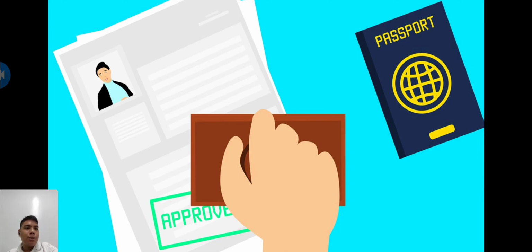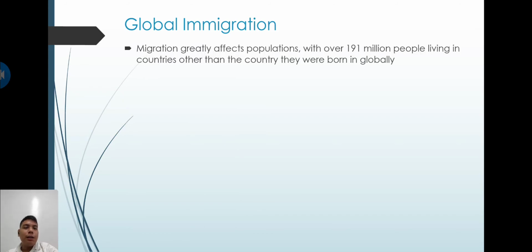Now let's talk about immigration. When you say immigration, it affects all populations greatly, with over 191 million people living in countries other than that in which they were born.